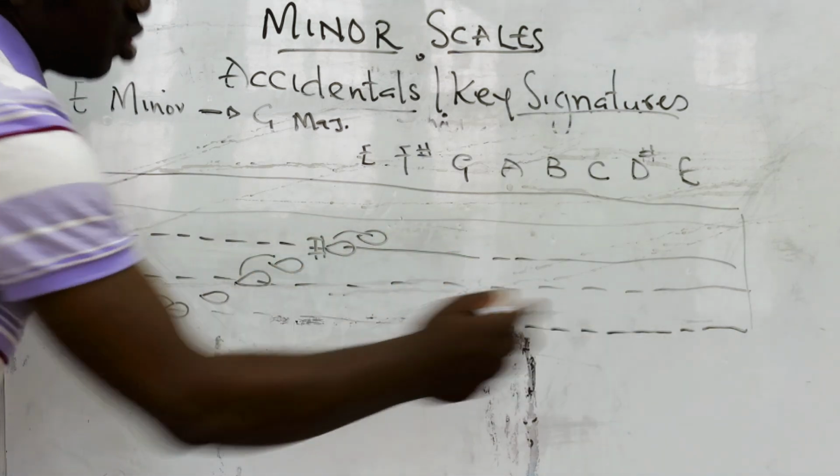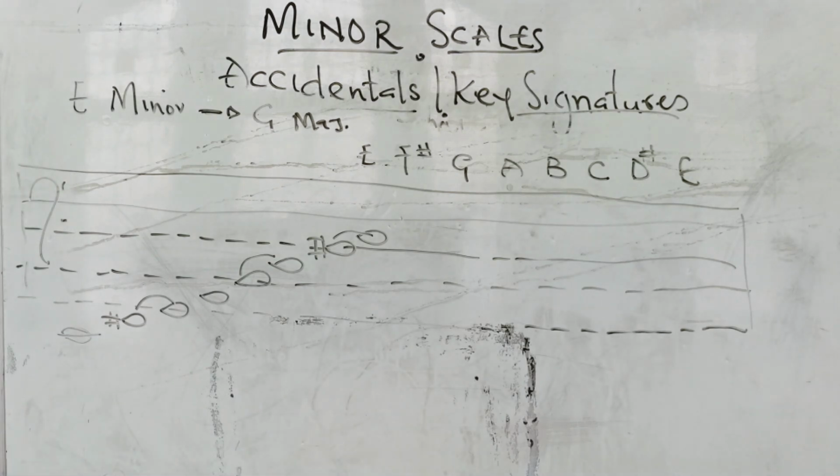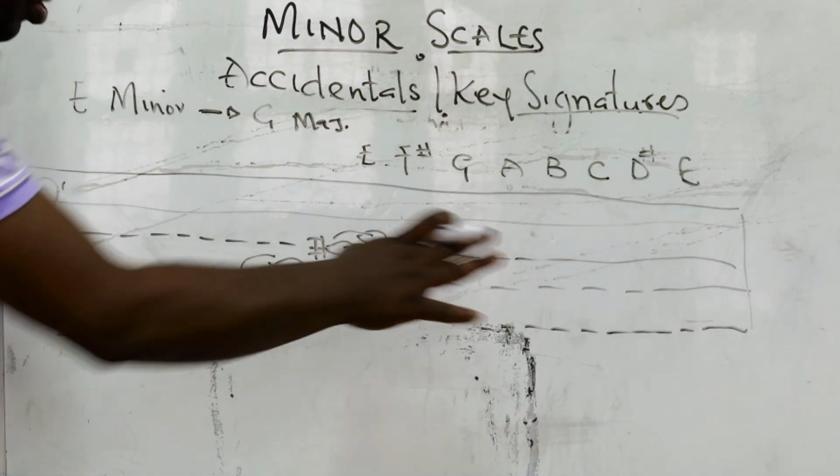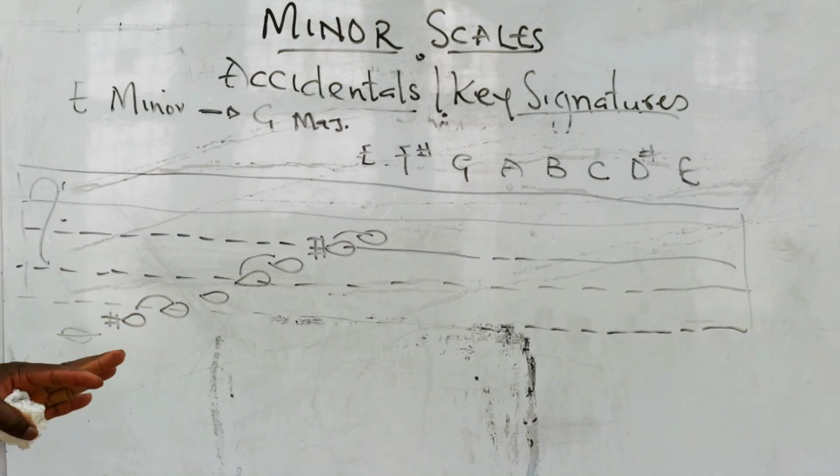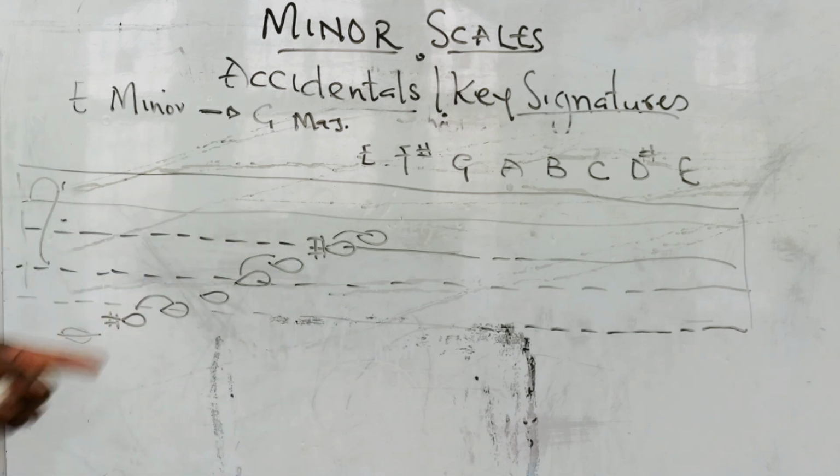Alright, and then you descend also in the same way. When you are descending also, you put the flats and the sharps. If you are asked to do this, it is accidentals. Whereas when you are asked to do key signature, which of these 2 sharps will you remove?